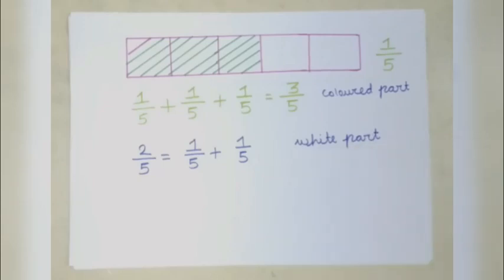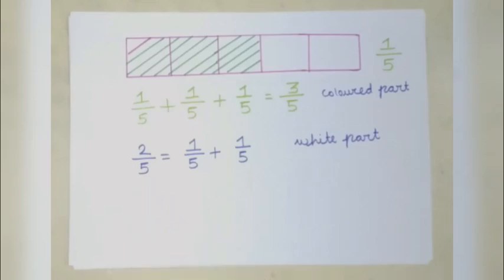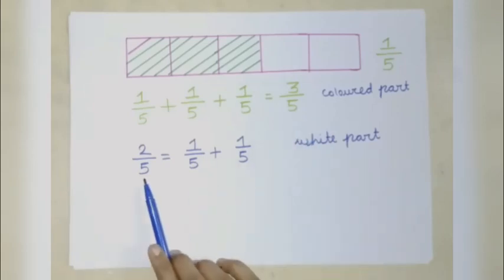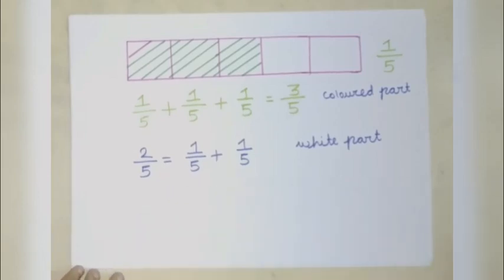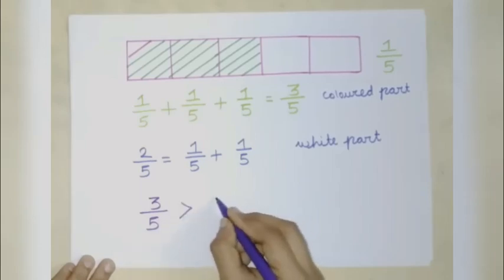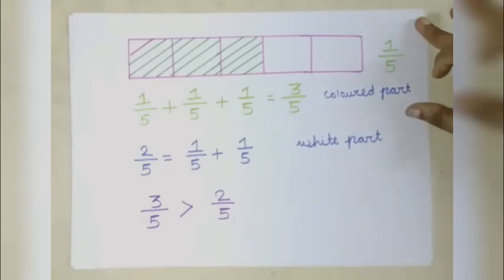Children, now we can compare which is greater and which is smaller. Children, 3 upon 5 is greater than 2 upon 5. I mean, this fraction is the greater fraction and this is the smaller fraction. This is written as 3 upon 5 is greater than 2 upon 5. We will see the next example.